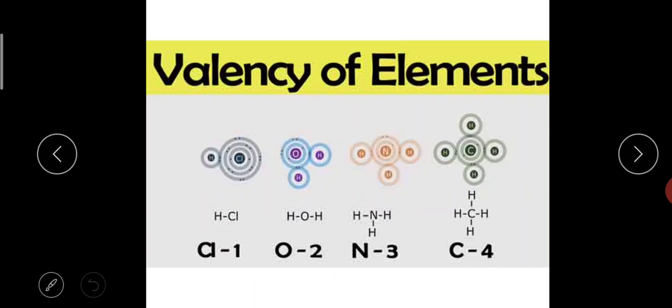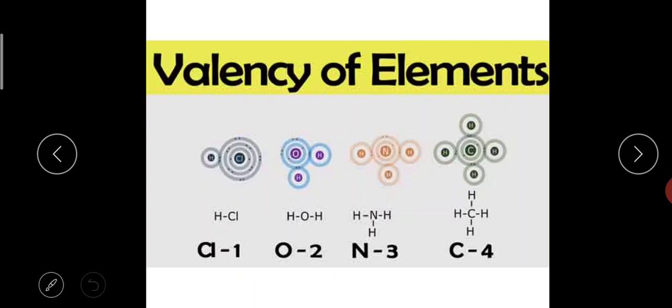I said the outermost shell has 7, so I need to add one more electron. That one more electron will be donated by another element, that is hydrogen. That is how the bond is formed between hydrogen and chlorine. The combining capacity of an element, we call it valency.